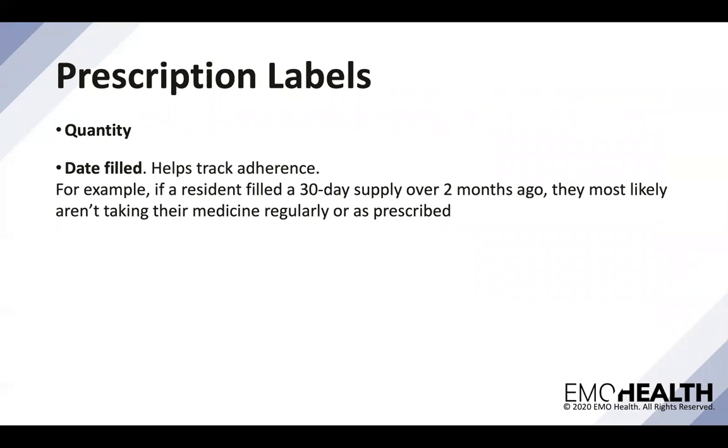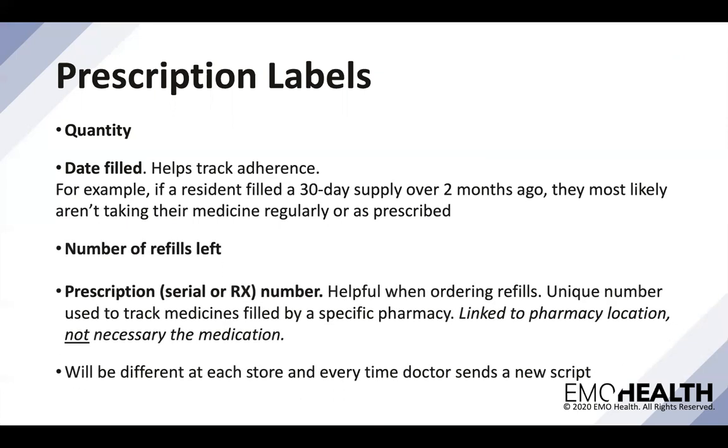This will help you track adherence. So for example, if a resident filled a 30-day supply of a medication over 2 months ago, we most likely know that they aren't taking that medication regularly or as prescribed. It will have the number of refills left, if any, and then it will also have a prescription serial or RX number. This is going to be helpful when ordering refills, but I'm going to help you troubleshoot here.